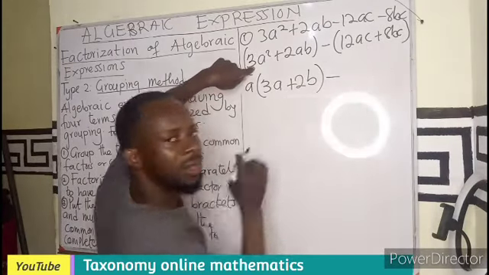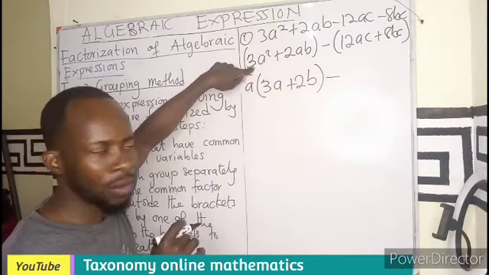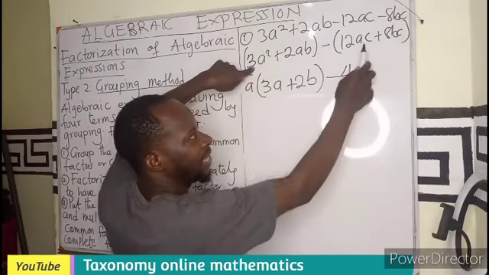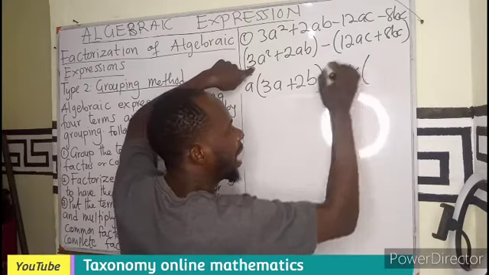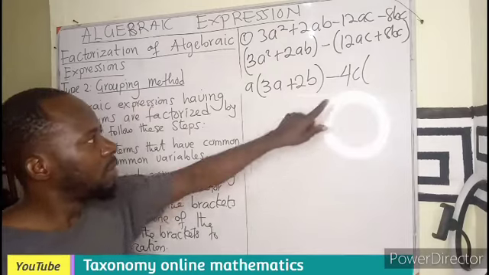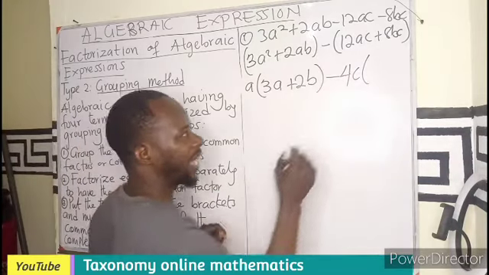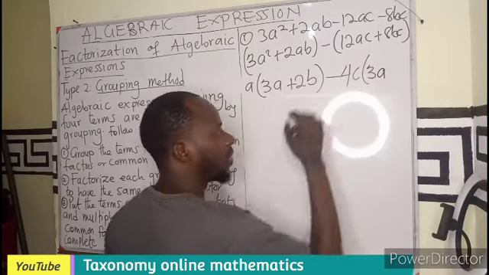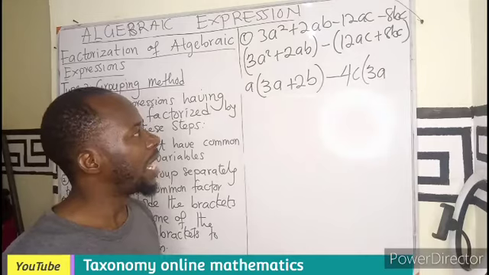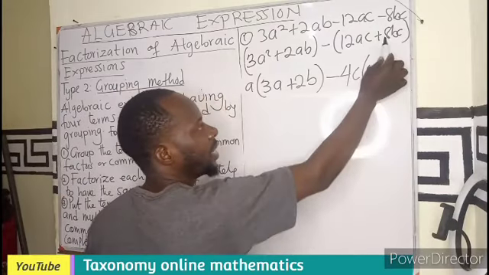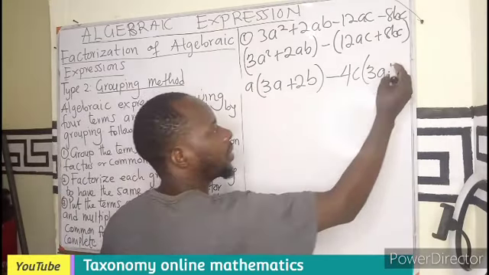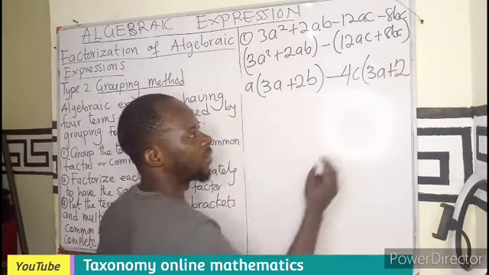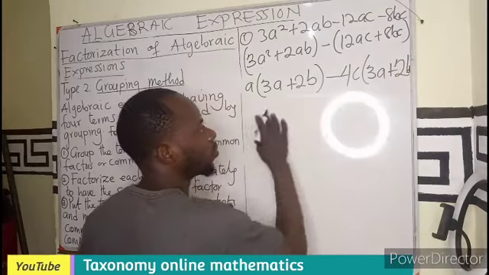Minus 12, 8. Common factor, I believe 4. So if I take 4, A, there is no factor there. C. So I pick C as the next common factor. 4 dividing 12, I believe I get 3. AC divided by C. C cancels, I'll be left with only A. Right? Then my plus will come. 8 divided by 4, I believe that will be 2. BC divided by C. That will give me only what? B.